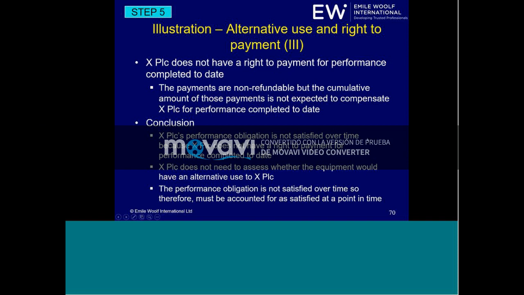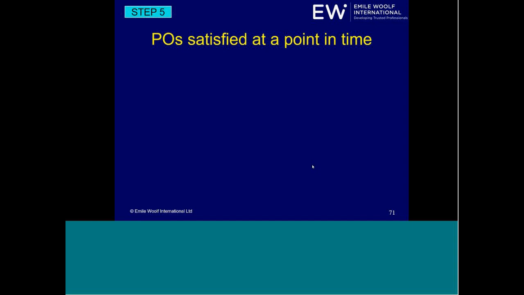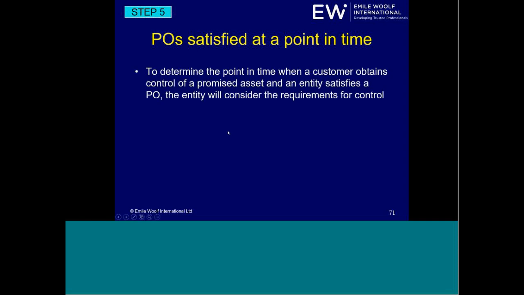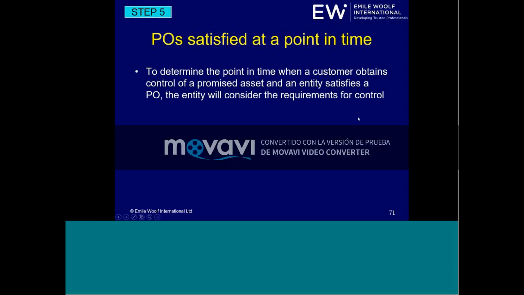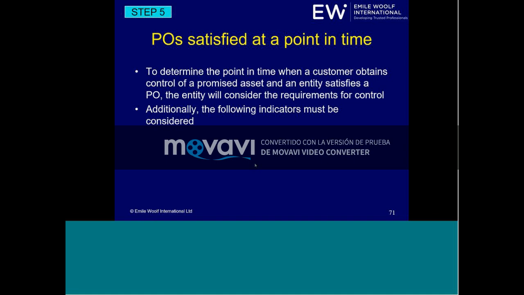To determine the point in time when a customer obtains control of a promised asset, and therefore the performance obligation is met, the entity will consider the requirements for control. And I say that because we're pretty good at this. Think of the arguments that we go through about leasing, the arguments about financial instruments in a securitization process. We understand control. Think of subsidiary and parent, IFRS 10. We're good at this sort of thing. And so the standard has played to what we're comfortable with, the requirements for control.